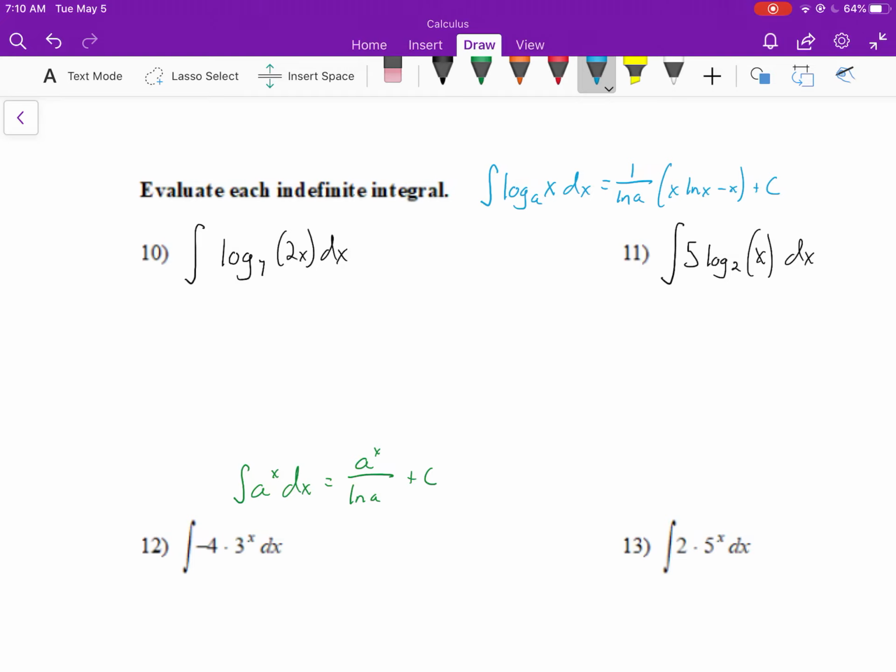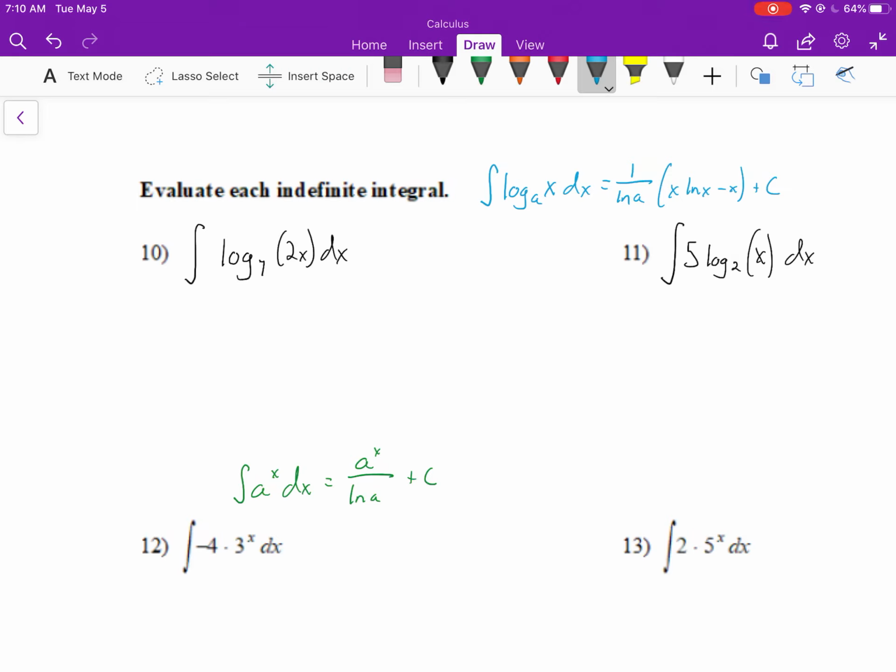For these last four questions, we're integrating a few different things. We're integrating logs that are not natural log, so here we have a log base 7 for number 10 and a log base 2 for number 11. The other thing we're doing is integrating exponentials that aren't dealing with the natural number e. So it's not e to the x, it's 3 to the x.